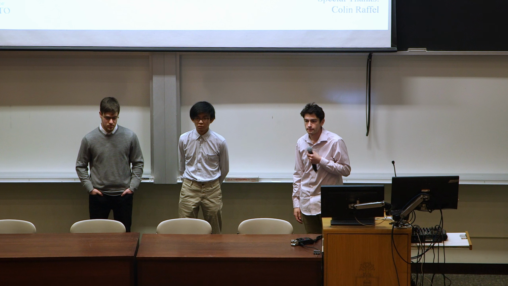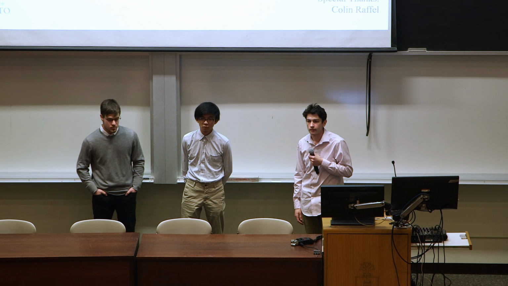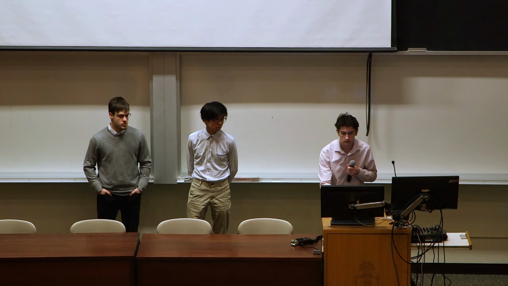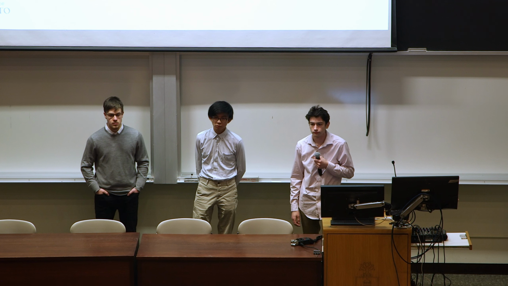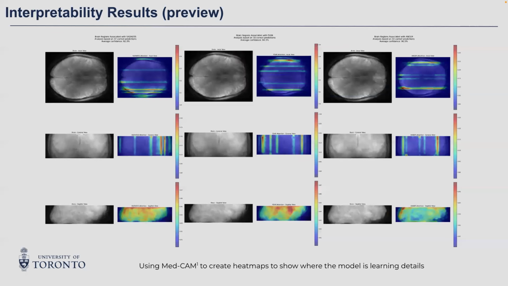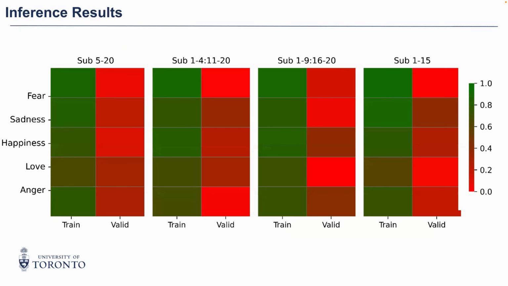I'm actually just making a comment. I'm quite surprised that when you train the cross subject models, fear wasn't learned across the participants. Do you have any comments on why you think this would be? Because I would assume that fear would be a pretty noticeable trait in fMRI data. Yeah, I totally agree with you.